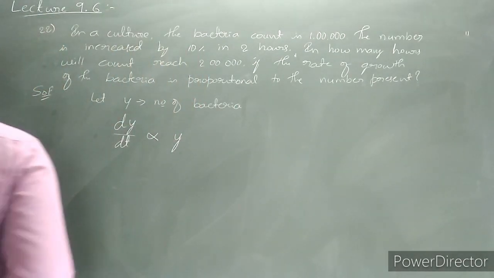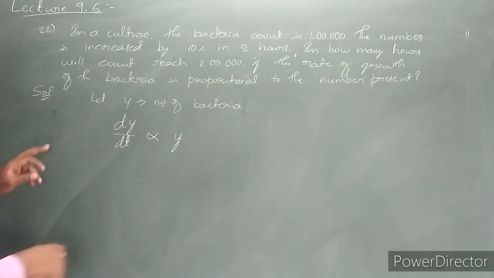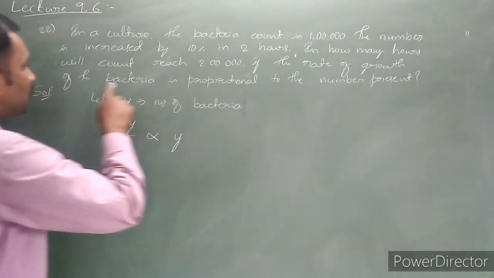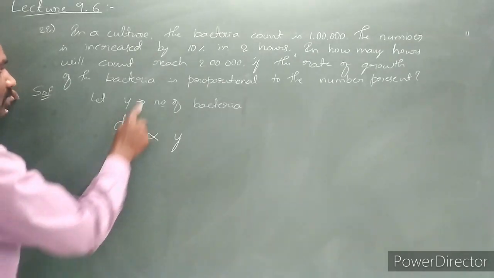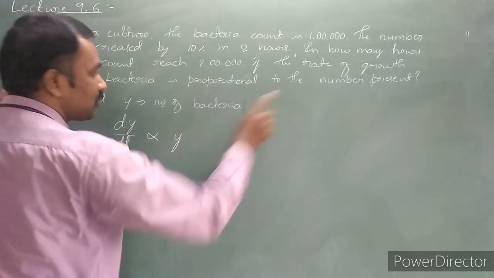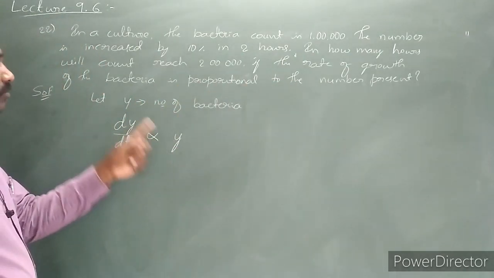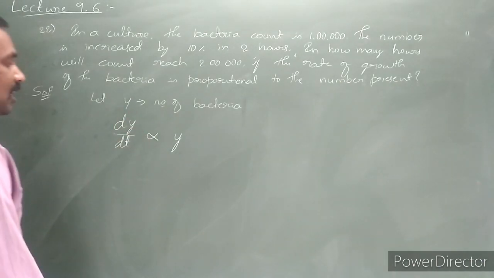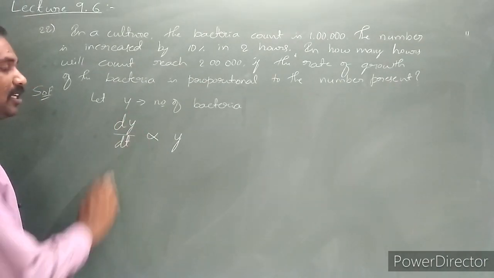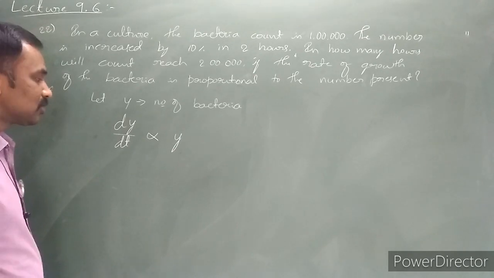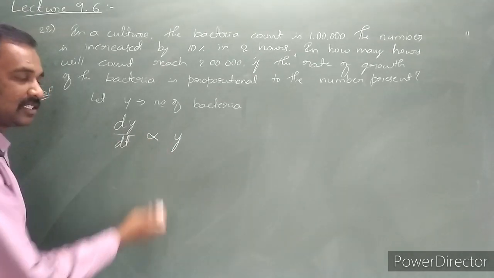Now I got my point. The rate of growth of the bacteria is proportional to the number present. So here y is nothing but the number of bacteria. Already I have taken it. Simplify. I need to eliminate this proportionality because with the proportionality we can't discuss further.